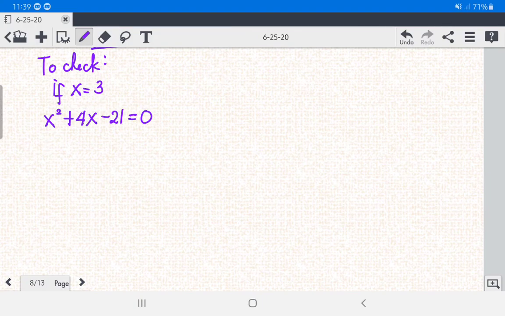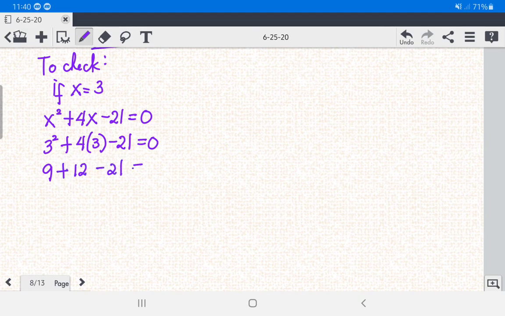We have 3 squared plus 4 times 3 minus 21 equals 0. 3 squared is 9 because 3 times 3 is 9. Plus 4 times 3 we have 12. Then minus 21 equals 0. 9 plus 12 we have 21. Minus 21 equals 0. So 21 minus 21, 0 equals 0.